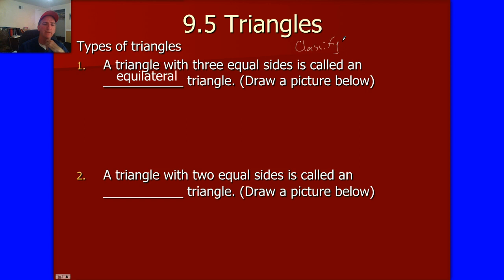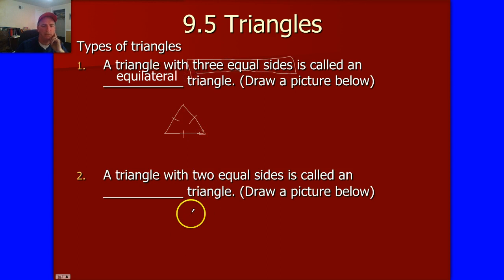Okay, so the first type is, whoops, a little too fast there. An equilateral triangle basically means that you have 3 equal sides. So if you were going to draw a picture, it's pretty much going to look like this. You have 3 equal sides. You also happen to have 3 equal angles there. So that's an equilateral triangle. Okay, 3 equal sides is your key there.